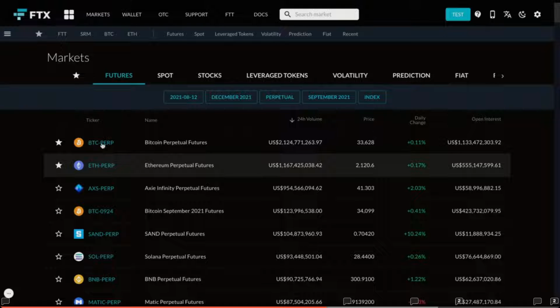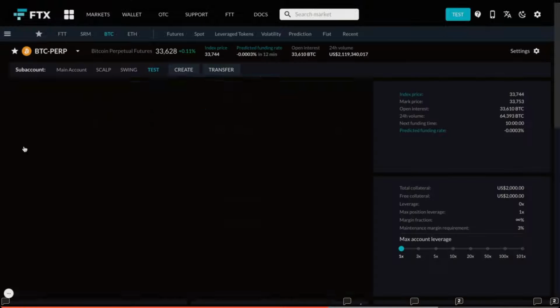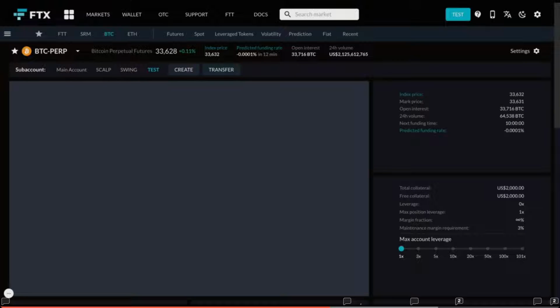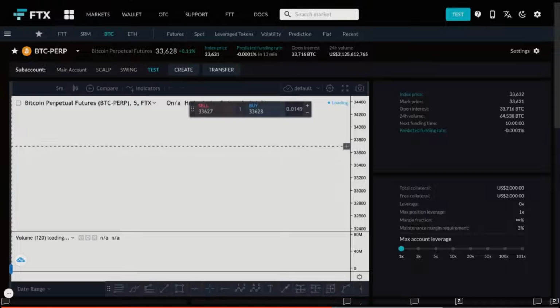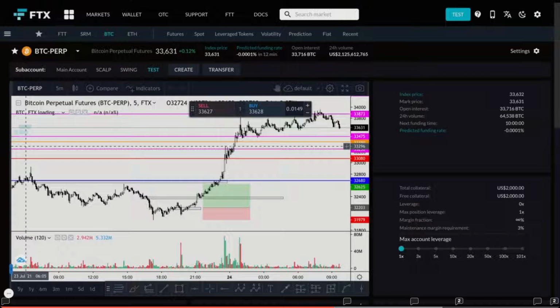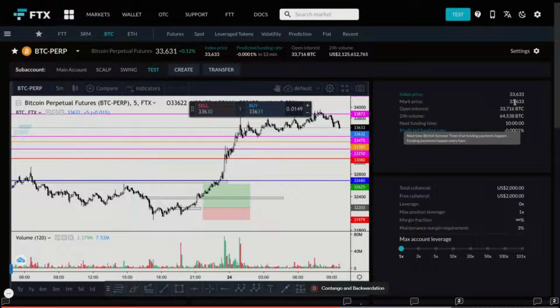So when you go to perpetuals, the difference in a Bitcoin at the moment is very, very close. You can see on the right-hand side here where the index price is 33,632 and the market price is 33,633. So it's actually almost exactly flat. Generally, there'll be a small difference in those two prices, and the difference dictates whether the market thinks the prices are going to go up or down in general.